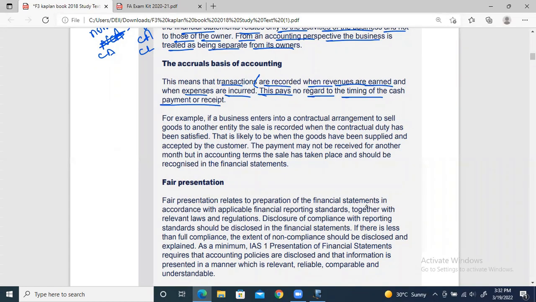You can study the example as well. If a business enters into a contractual agreement to sell goods to another entity, the sale is recorded when the contractual duty has been satisfied, right? That is likely to be when the goods have been supplied and accepted by the customer. The payment may not be received for another month. So that means we have sold the goods, right? If you remember in IFRS 15, we studied the same thing, like revenue is recorded when the performance obligations are satisfied, not when the actual cash is received, right? So the revenue standard is also based on this accrual concept. The payment may not be received for another month, but in accounting terms, the sale has taken place, right? So we can successfully record the sale if we are following the accrual basis in accounting.